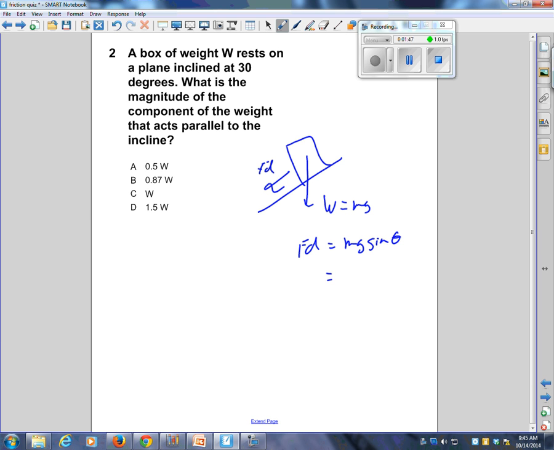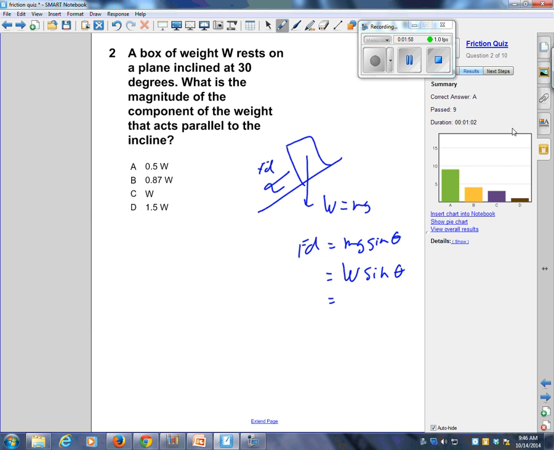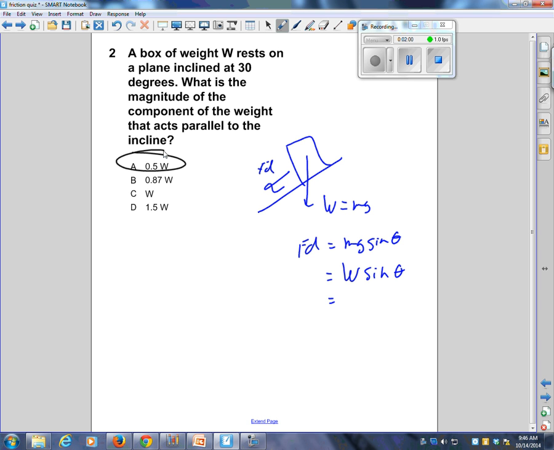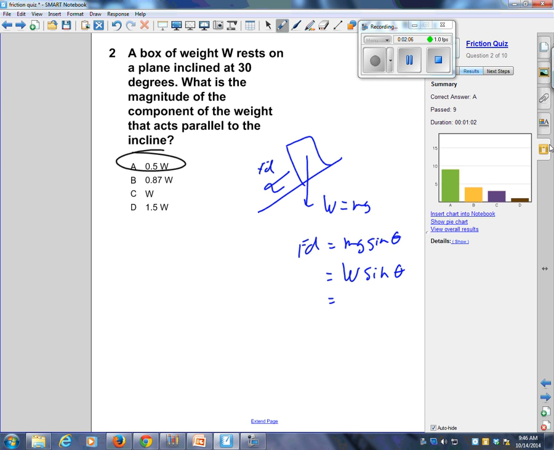So it's going to be W sine theta, which is O. So it's going to be whatever sine of 30 degrees is. And I should know that. I guess it's a half, yes. That's a little bit of a tricky one there, eh? By throwing the W in there, it sort of messes you up a little bit, but you should be able to handle that.